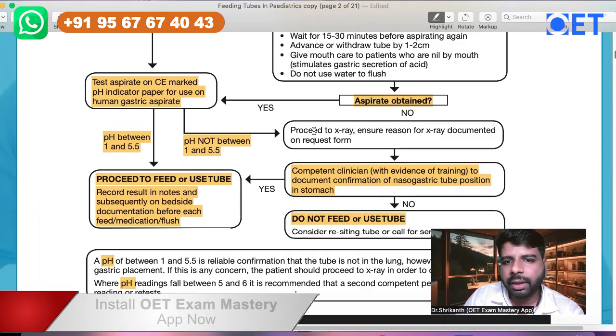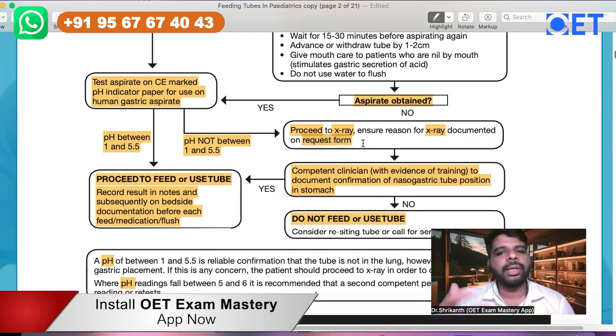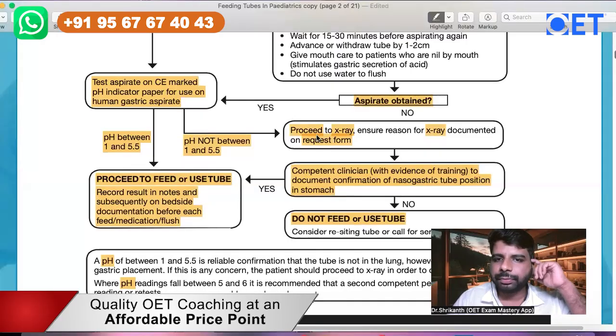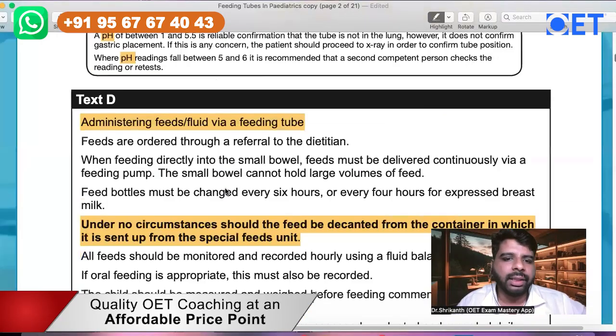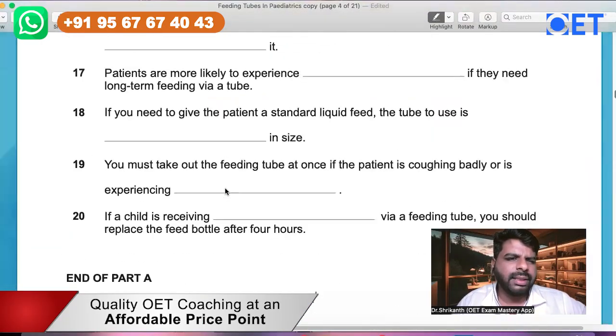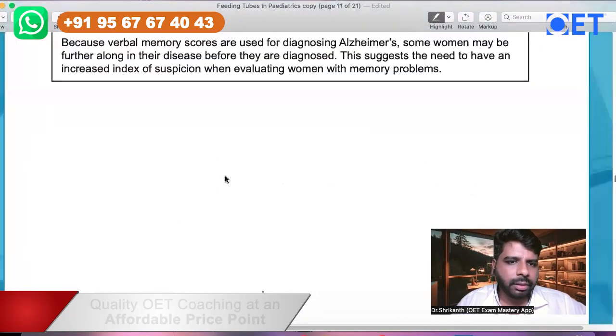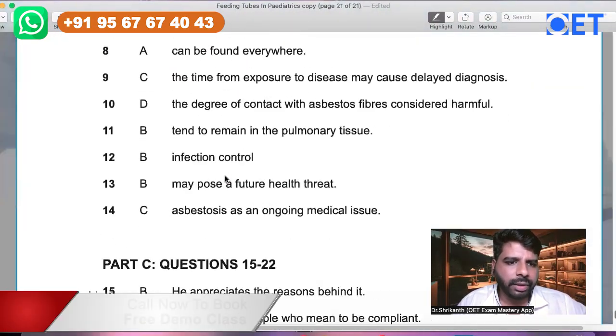Now here they have written, proceed to X-ray, to the X-ray department, ensure reason for X-ray documented on request form. So where should you take the patient? You should take the patient to the X-ray department. So that will be the correct answer. This is a slightly tricky question. What was the question? It was the 14th question, right? So let's just go to the answer key over here.